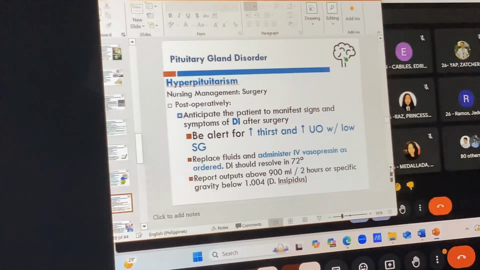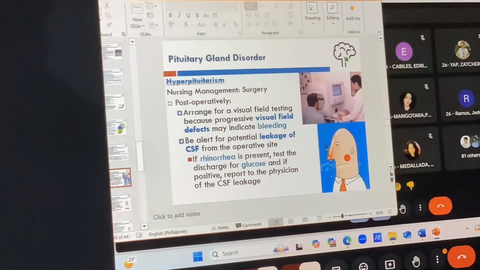Now, pag alam natin ang ihi na ihi yung patient, then we need to replace the fluid and we need to administer your vasopressin as ordered. Okay. Now, DI is solved within 72 hours. So, we have to report an output of approximately 900 ml per 2 hours for a specific gravity of 1.064. So, ito yung mga signs of a patients with diabetes insipidus.